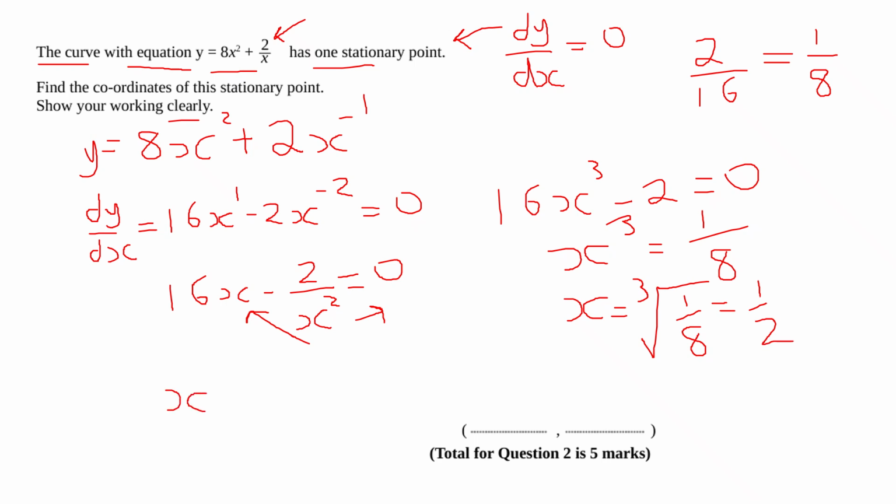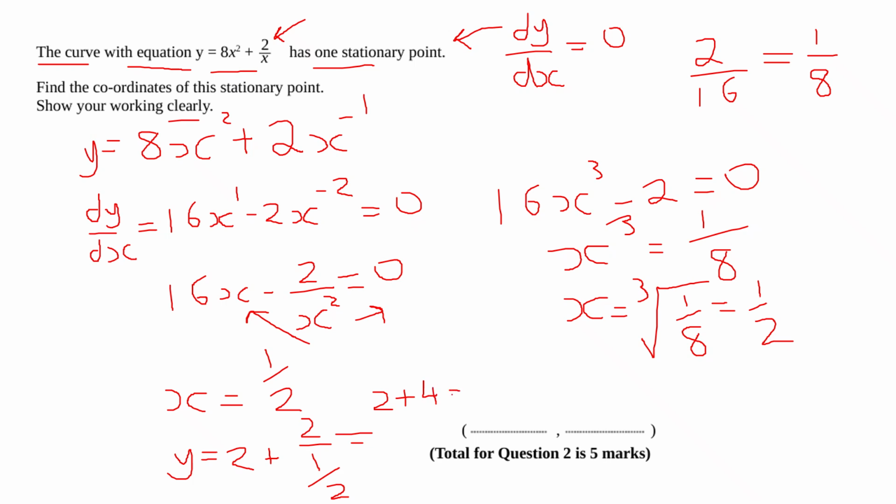What next? We're going to sub that into y equals f of x to work out the y coordinate at that point. So we're going to have y equals 8 lots of x squared. So x squared is going to be a half squared, which is a quarter. 8 times a quarter is going to be 2. And then we're going to have plus 2 over a half. Well, dividing by a half doubles your answer. So 2 over a half makes it 4. So we have 2 plus 4, which is 6.